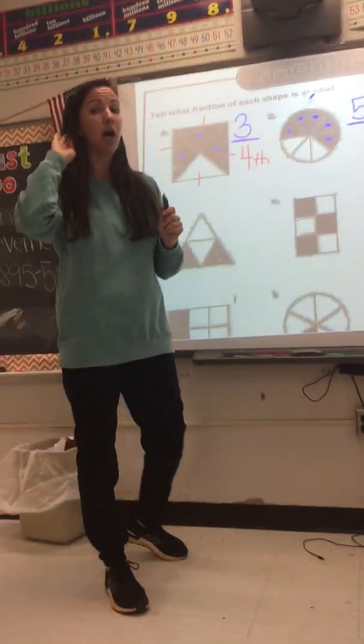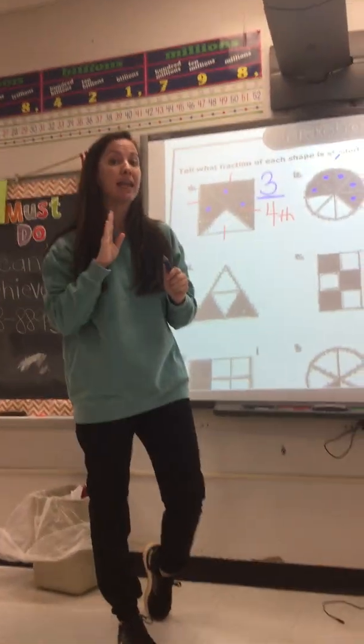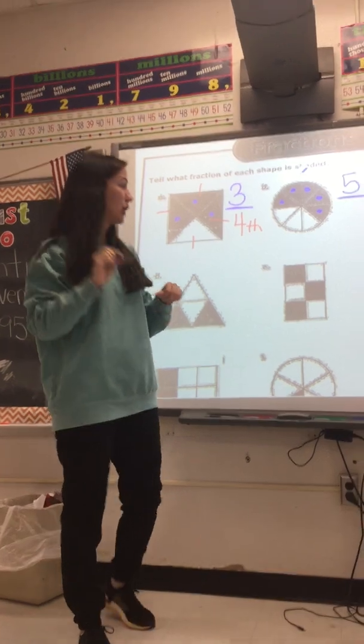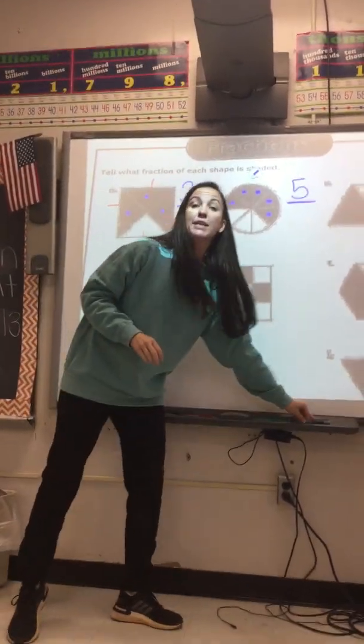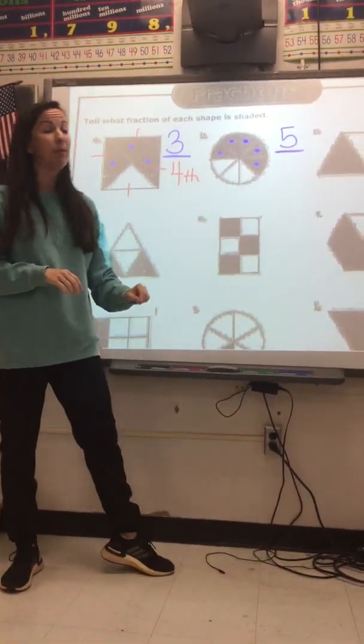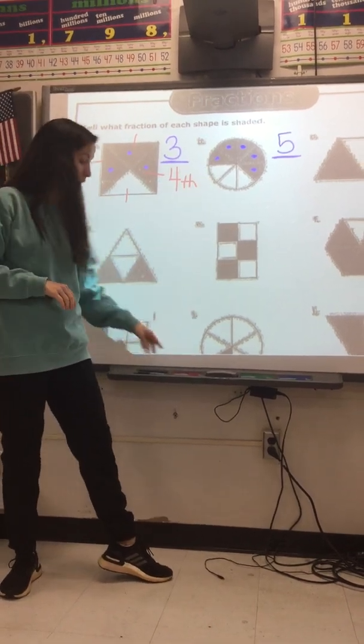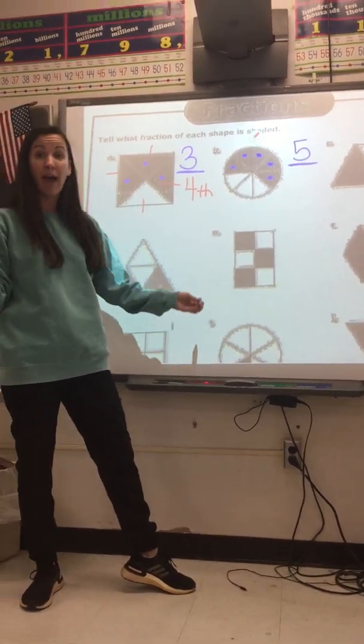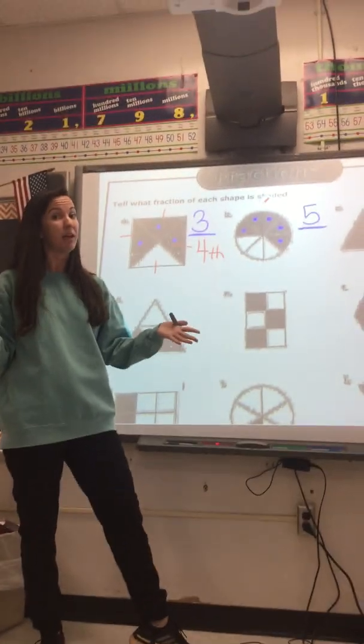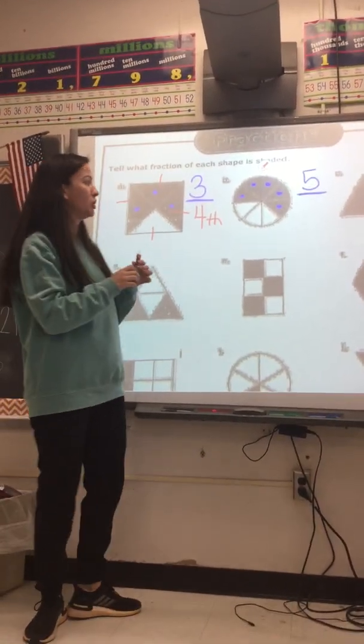What's that top number called? Numerator. Say it again. Numerator. Good. All right, let's go ahead and do the bottom. Now, you should have noticed this shape was a little bit different. This was a circle, a lot like a pizza. We're going to have to be doing some pizza activity when we come back to school, so y'all make sure you're really paying attention, okay?